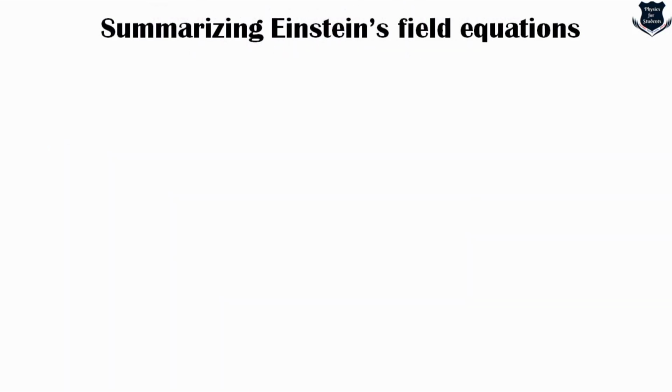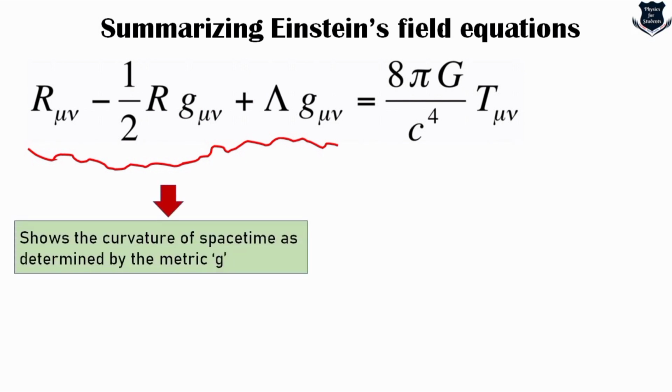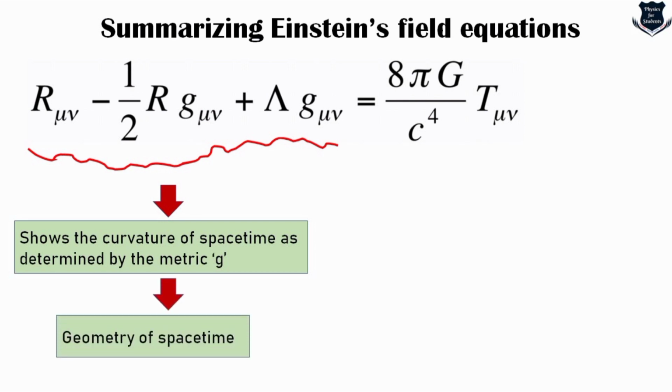Okay, so can we summarize Einstein's field equations, what we have learned till now? If we write this equation in this way, the left hand side of the equation actually denotes the space-time curvature as determined by the metric G. We are soon going to learn how this metric G works and how it actually determines the curvature of space-time. But for the time being, let us assume that G is a metric tensor, and the left hand side shows the curvature of space-time, which in turn shows the geometry of space-time, right?